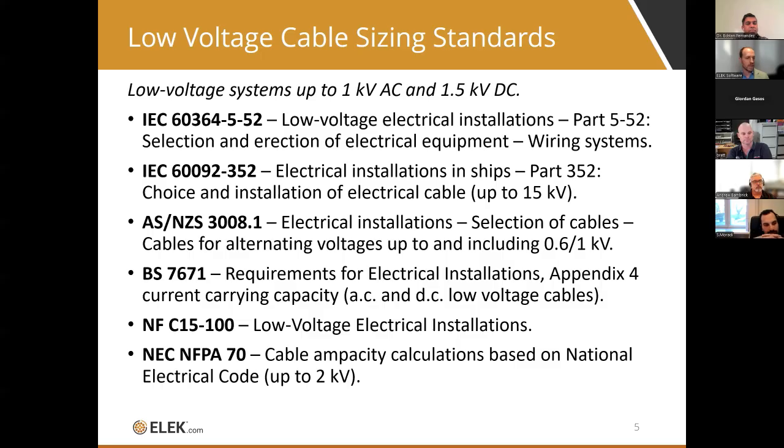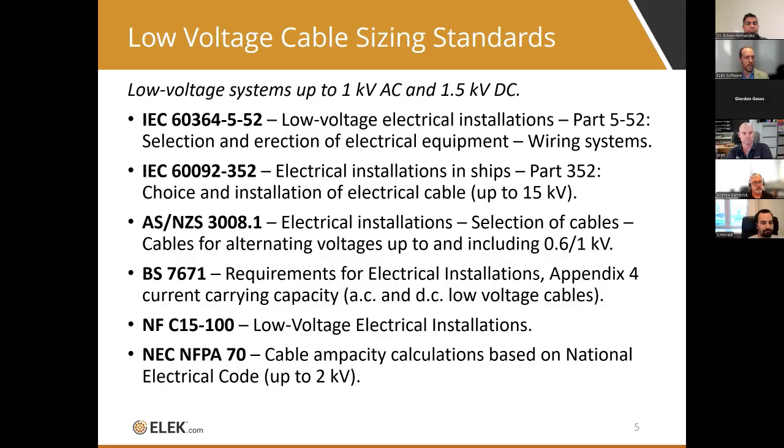Same with BS 7671. That's their AS 3000 combined with 3008 in one book. But again, instead of derating factors, they have correction factors. Again, the principles are the same. There are tables of current capacities, derating factors, voltage drop calculations, and short circuit ratings, just the same.